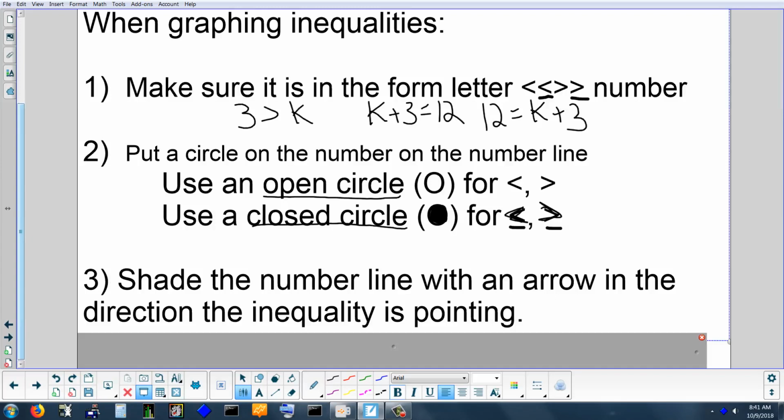Everybody good with this, step 3? Yes? Yes? I'll give you guys like 10 more seconds. So shade the number line with an arrow in the direction the inequality is pointing.